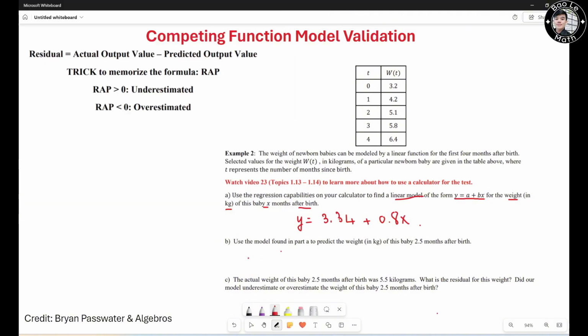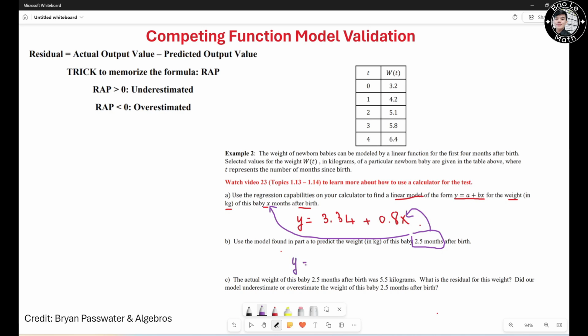Now question B, use the model found in part A to predict the weight in kilograms of this baby 2.5 months after birth. So basically 2.5 months right here, this is the X value. Look, this is X value. So basically you just substitute 2.5 for X right here, and you have the answer.